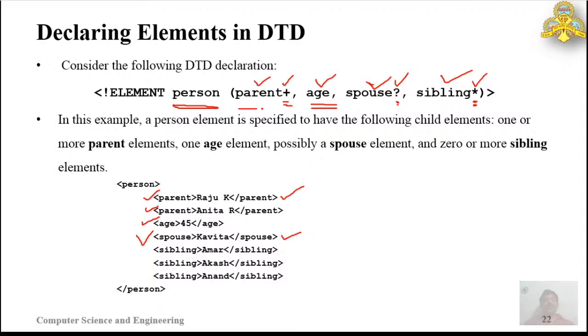Carefully observe that parent, age, spouse and sibling are all child elements for the tag person. So the person tag is here, the person element, and these are all the child elements in the person tag.